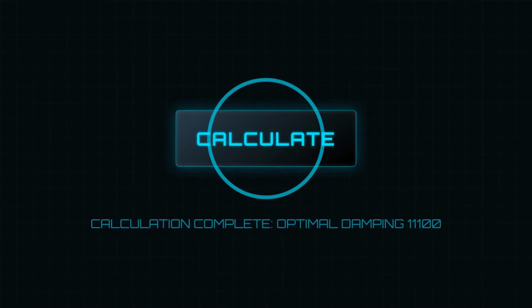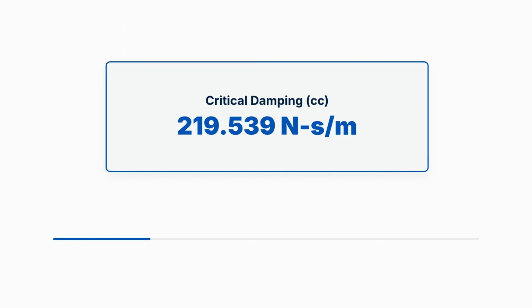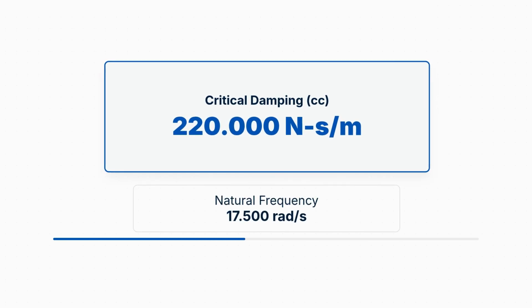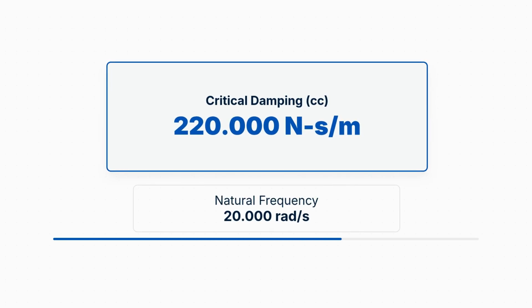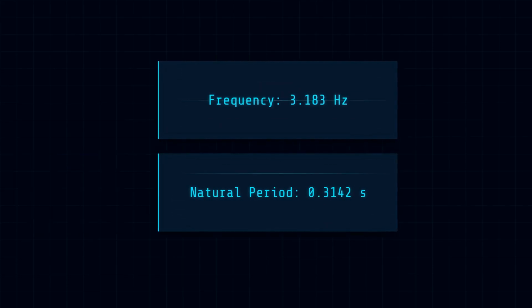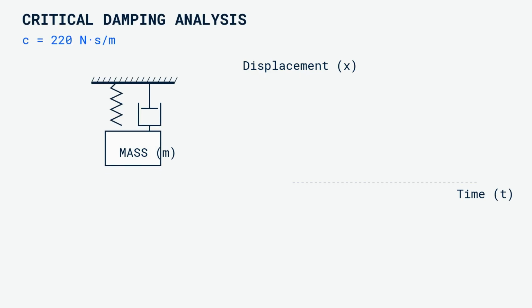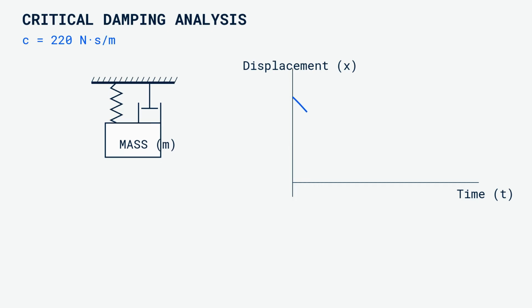After clicking Calculate, here are our results. Critical damping equals 220.000 newton-seconds per meter. Natural frequency is 20.000 radians per second. This converts to a frequency of 3.183 Hz. The natural period is 0.3142 seconds. These values tell us the system requires 220 newton-seconds per meter of damping to achieve critical damping, preventing oscillation while returning to equilibrium as quickly as possible.